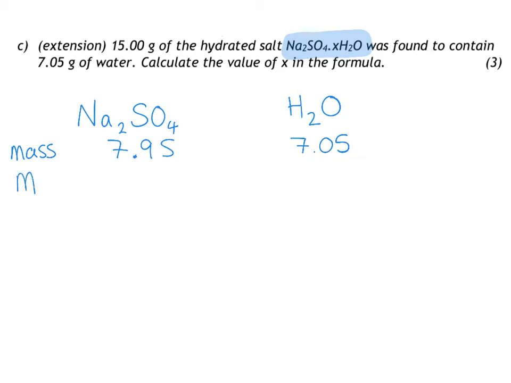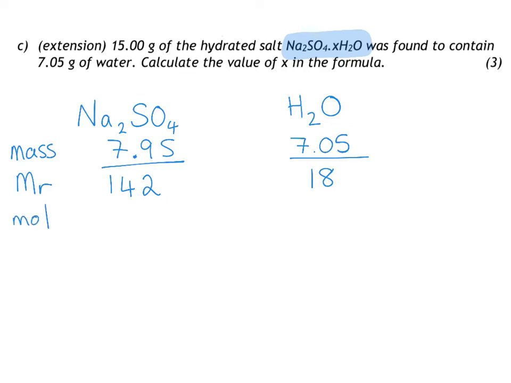From there, instead of doing atomic masses, I'm going to do relative formula masses. So Mr, if I work out sodium sulfate, it has an Mr of 142. In the answers it might say 142.1, and that's because it was taken from an A-level periodic table. Don't worry about it. Water is 18. So then we just do our mass moles calculation.